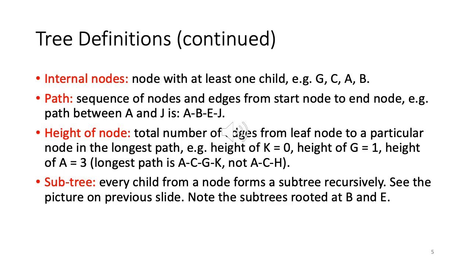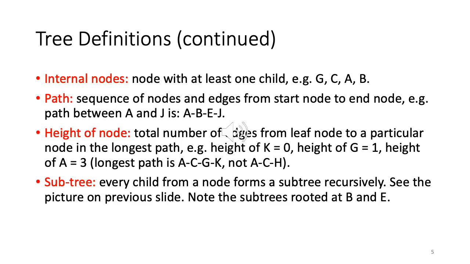Okay. Next, height of a node. Total number of edges from leaf node to a particular node in the longest path. So keyword here is longest. So whenever we want the height, we have to specify the node for which we want the height. So what is the height of K? Total number of edges from leaf node to K, 0, because K itself is a leaf node, so height is 0. What is the height of G? So height of G is 1, because how many edges from G to a leaf node K? It is 1, right?